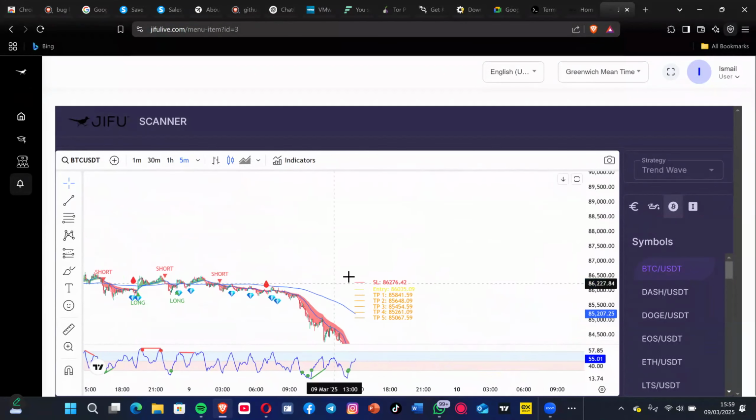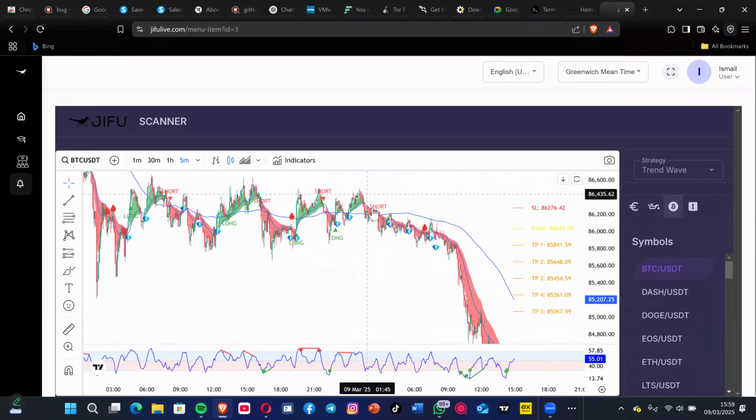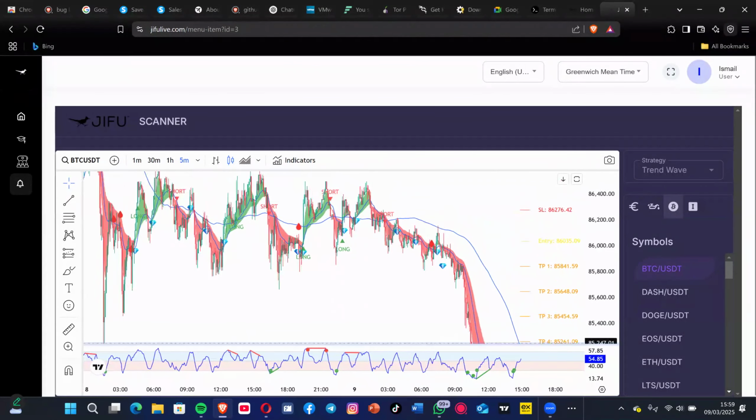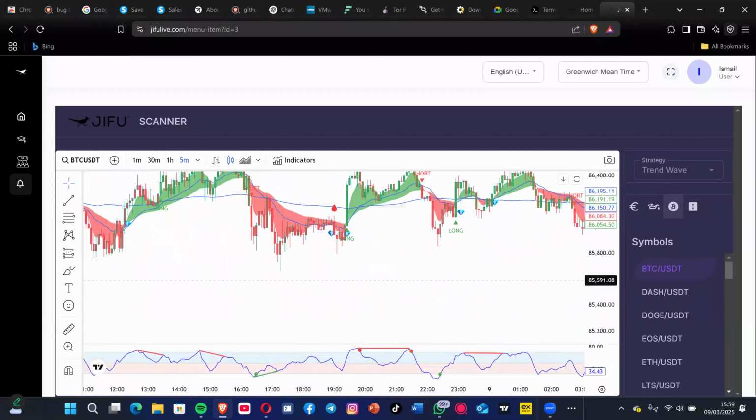For example, the scanner gave a short here. This was a win. This is the one that we made today. I really love this. The scanner is really something that gives me joy. Now, look at this one. It gave a buy here, and it worked for at least a short move.